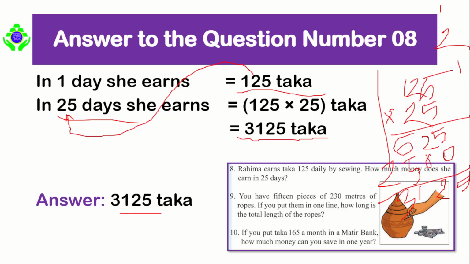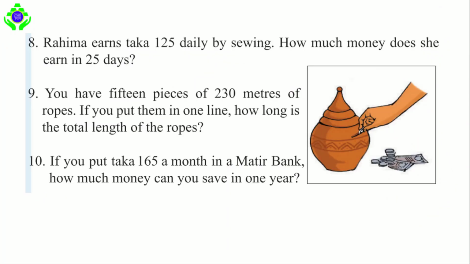Now let's move on to the next question, question number 9. In question number 9 it's mentioned that you have 15 pieces, 15 means 1 5. You have 15 pieces of 230 meters of rope. If you put them in one line, try to understand. There are 15 pieces of rope separately, but if I add all of them in one line, the total rope will be very, very long. That's why you need to multiply this 15 with this 230.